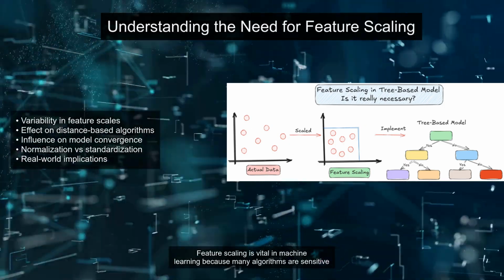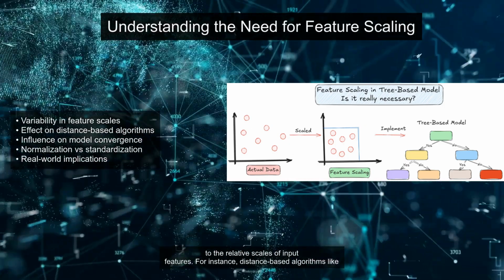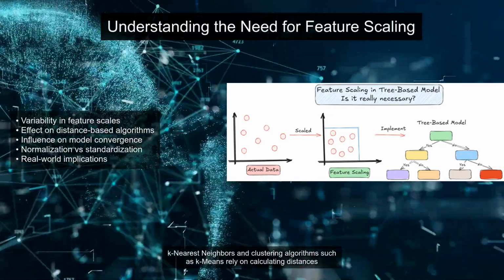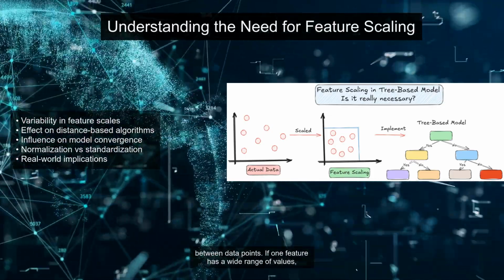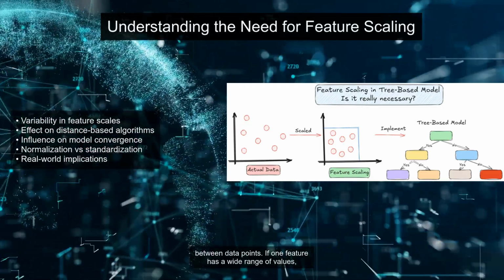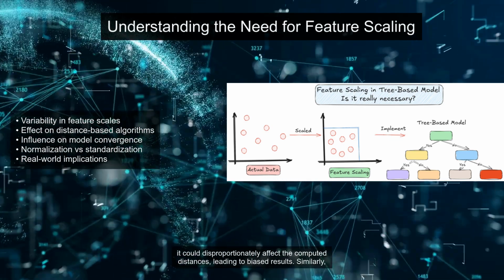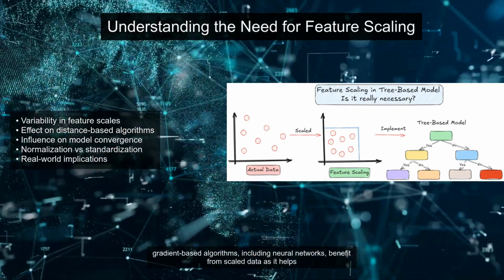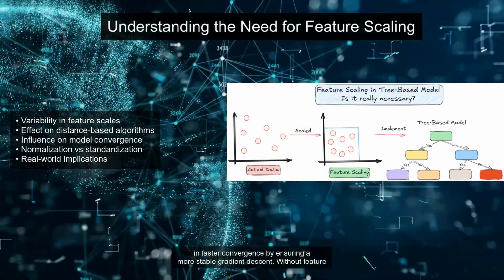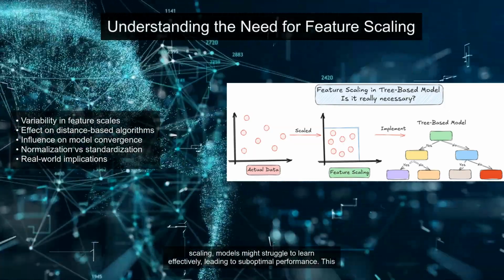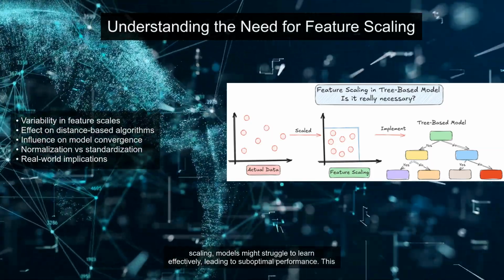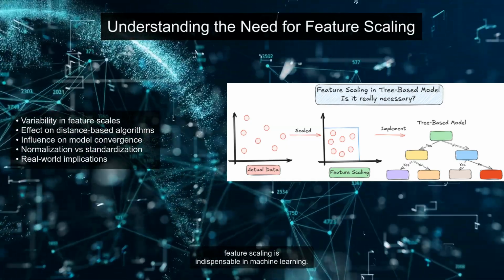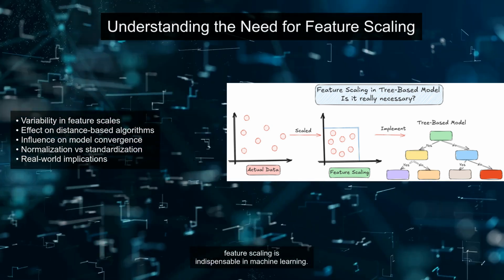Feature scaling is vital in machine learning because many algorithms are sensitive to the relative scales of input features. For instance, distance-based algorithms like k-nearest neighbors and clustering algorithms such as k-means rely on calculating distances between data points. If one feature has a wide range of values, it could disproportionately affect the computed distances, leading to biased results. Similarly, gradient-based algorithms, including neural networks, benefit from scaled data as it helps in faster convergence by ensuring a more stable gradient descent. Without feature scaling, models might struggle to learn effectively, leading to suboptimal performance. This block will delve into these aspects, providing a foundational understanding of why feature scaling is indispensable in machine learning.